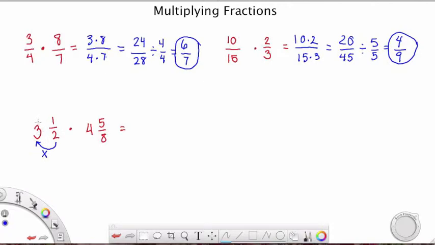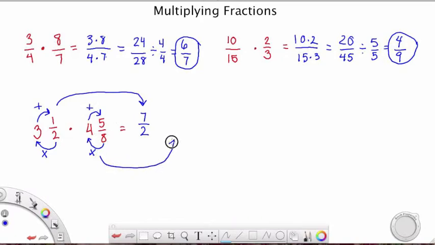So we first take the denominator and multiply it by 3, and we're going to get 6. And then we add the numerator to it, and we get 7. So the equivalent improper fraction would be 7/2. We're going to do the same thing with this fraction. We multiply the denominator times the whole number, 8 times 4, which is 32, and then we add 5 to it. 8 times 4 is 32, plus 5 is 37, so we're going to get 37/8.